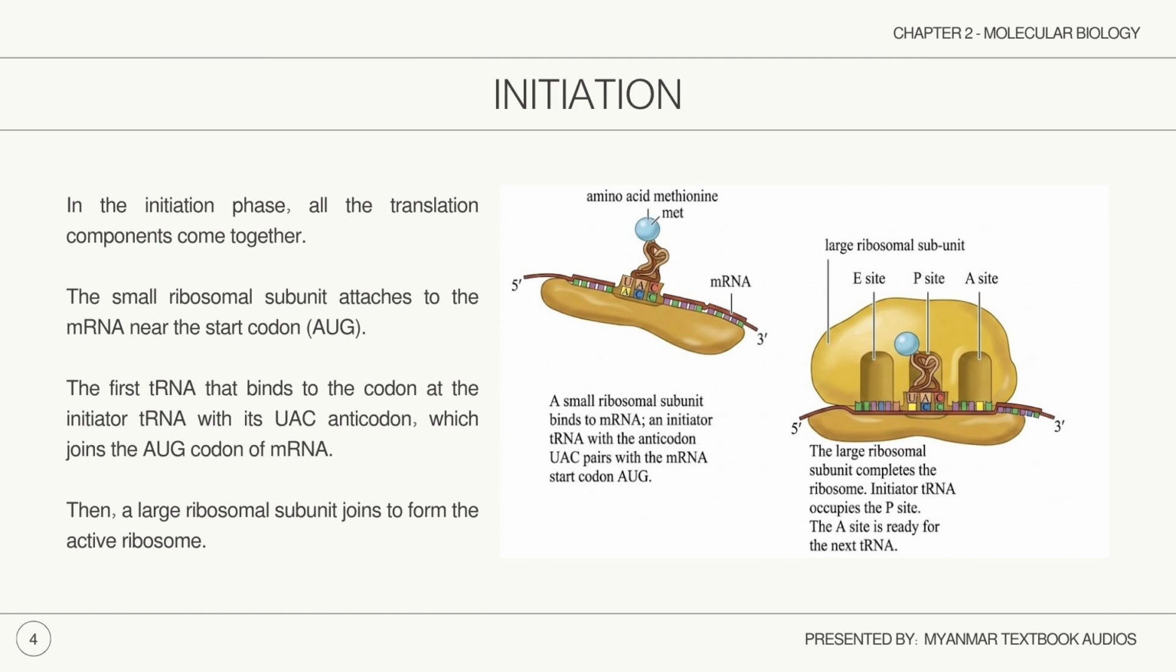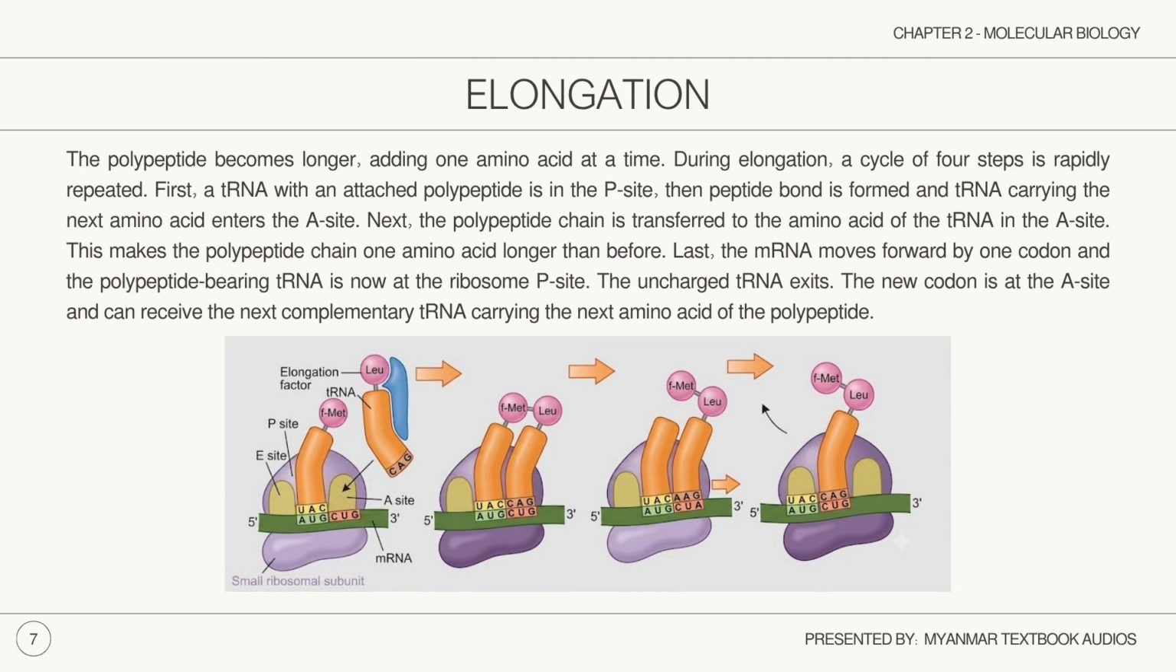Initiation. In the initiation phase, all the translation components come together. The small ribosomal subunit attaches to the mRNA near the start codon, AUG. The first tRNA that binds is the initiator tRNA with its UAC anticodon, which joins the AUG codon of mRNA. Then, a large ribosomal subunit joins to form the active ribosome.